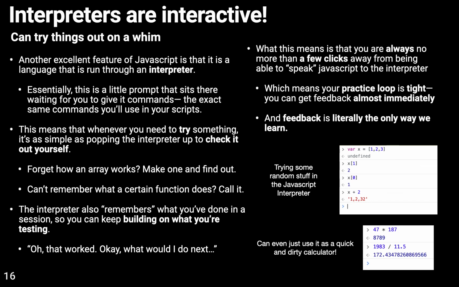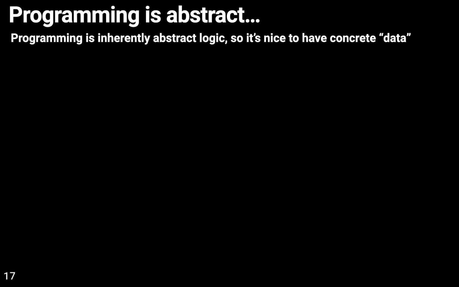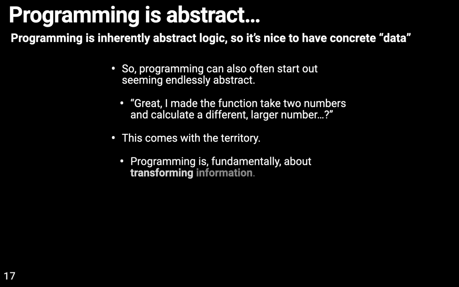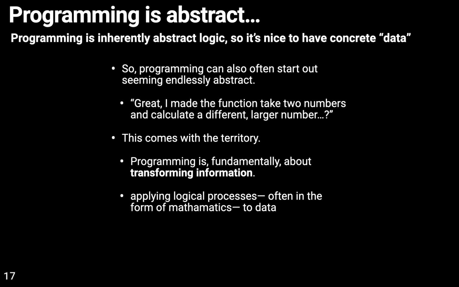Okay, so another element that I discussed up front there was programming is kind of inherently abstract, right? It's logic done on numbers and data, right? So it's like endlessly abstract. Great, I made a function to take two numbers and calculate a different, larger number. Cool, I guess. That just comes with the territory. That is how programming functions. It's fundamentally about transforming information, applying logical processes, often in the form of mathematics, to data, and then numbers doing stuff to other numbers. Yay, cool.